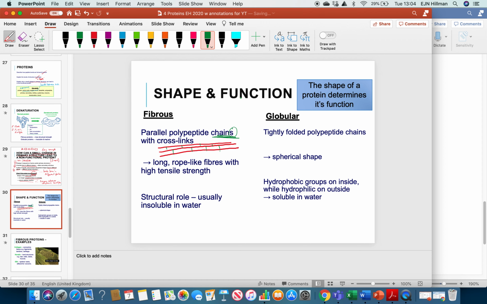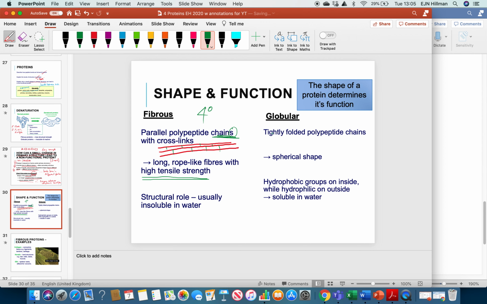Obviously this is a plural, so this would be a quaternary protein. That means that they can form very long, rope-like fibres with high tensile strength, i.e. they resist snapping. Okay, this idea of high tensile strength, force can be applied to them and they resist breaking. Usually these play a structural role, and they will usually be insoluble in water. We'll give some examples of these in a moment.